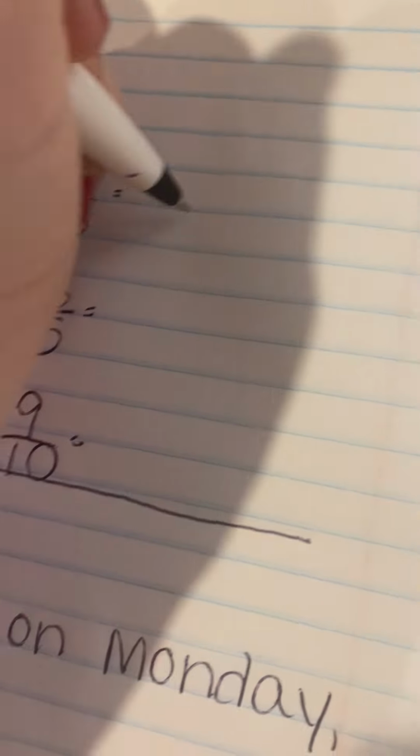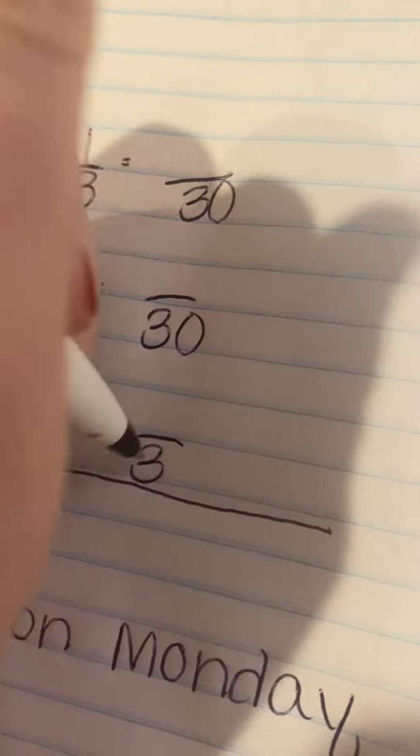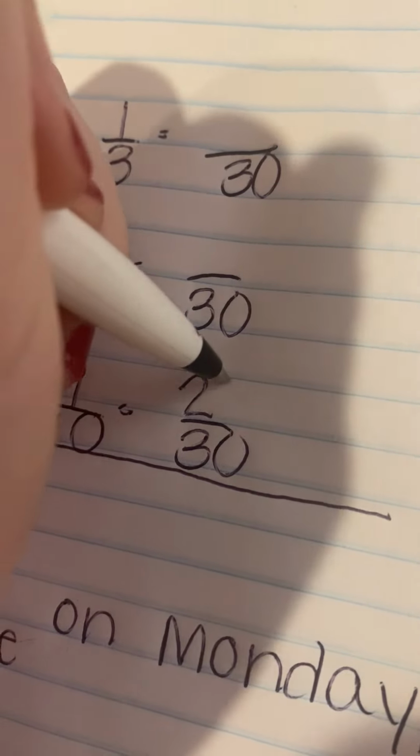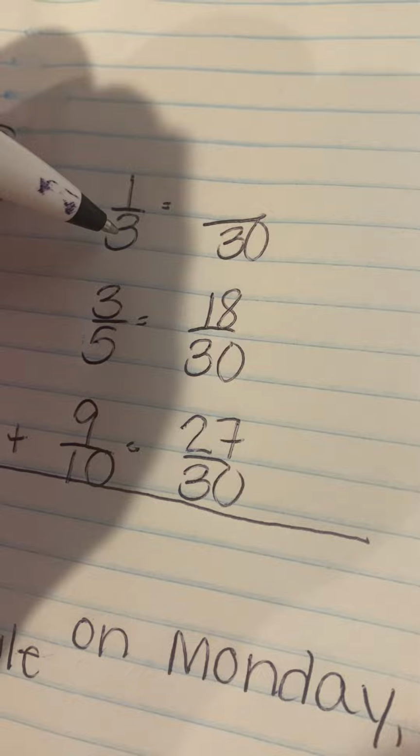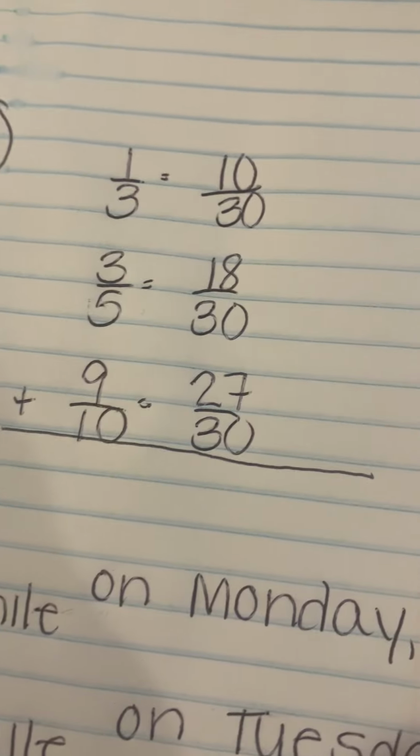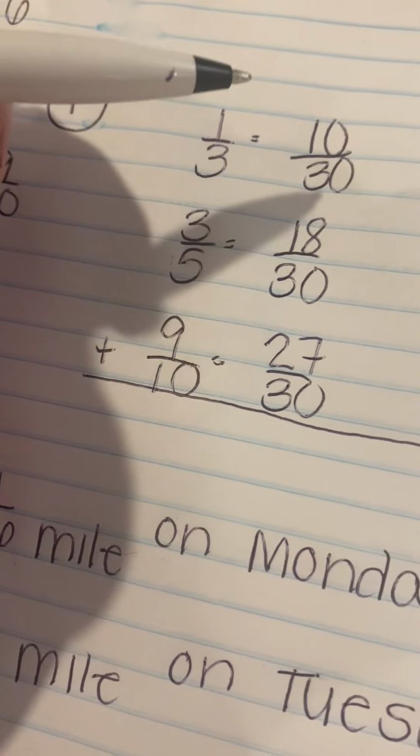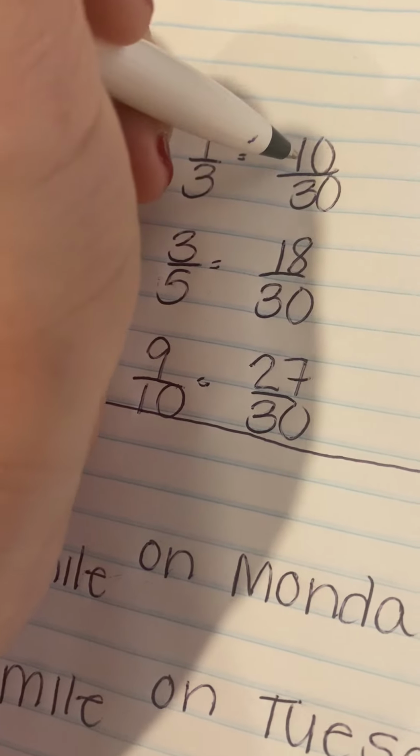So I'm going to set this up. 30, 30, 30. Okay. 10 times 3 is 30, and then 9 times 3 is 27. 5 times 6 is 30, and then 3 times 6 is 18. 3 times 10 is 30, and 1 times 10 is 10. So I need to add all of these together. So I know off the bat that 10 plus 18 would be 28, right? 8 plus 0 is 8. 1 plus 1 is 2.